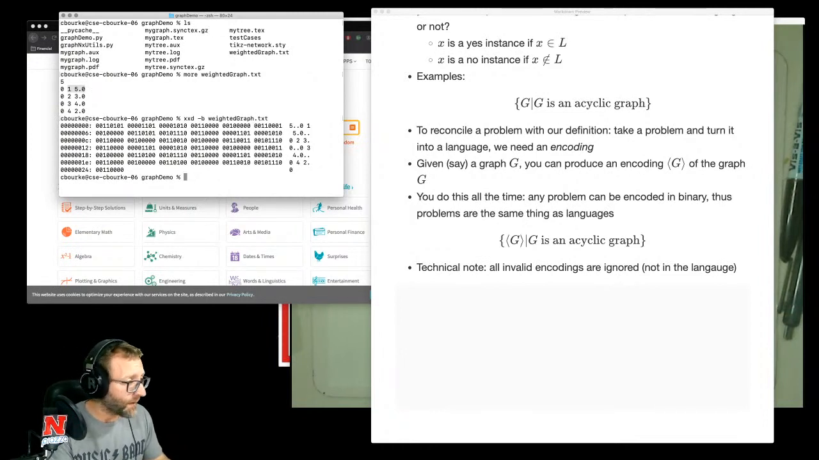So languages are problems, and all you need to do is define the language. All right.